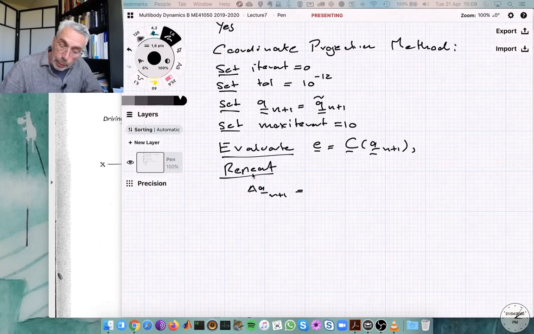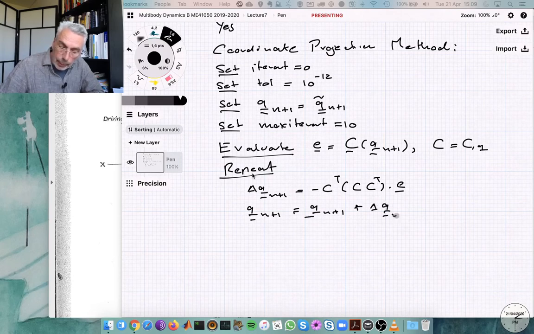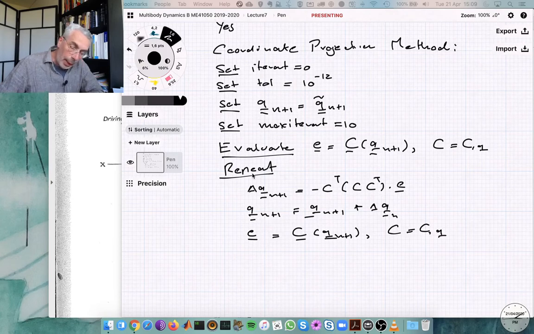Yeah, I also have to evaluate C, which is C_q, right? The Jacobian. So then I take minus C transpose times C transpose times this error. I calculated this error here. I have to increment: my new coordinate is my old set of coordinates plus my increment. Yep. And then I evaluate again what are my constraints, what is the constraint value, q_{n+1}. And I have to determine what the Jacobian is. And then when do I stop?